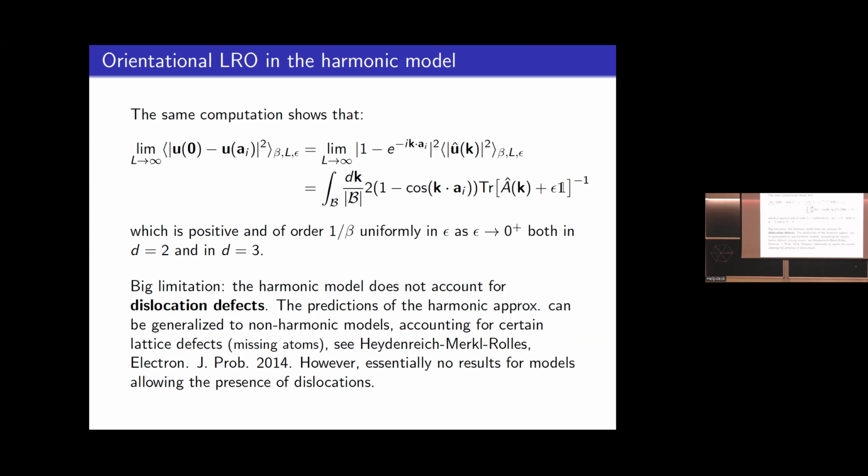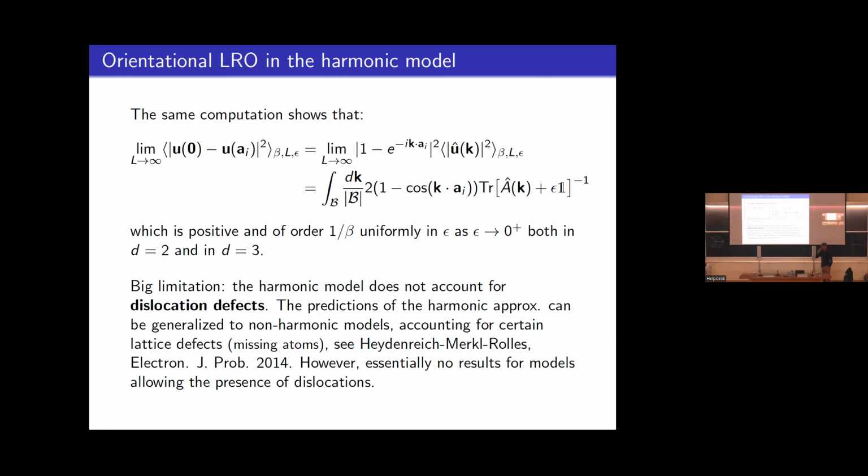So as I already mentioned, the predictions of the harmonic approximation can be generalized to non-harmonic models. There are a number of results for gradient anharmonic Gibbs measures due to, for instance, Bridges and Yau, and there are results by Adams, Mueller, and Kotetsky. Many results in that direction.